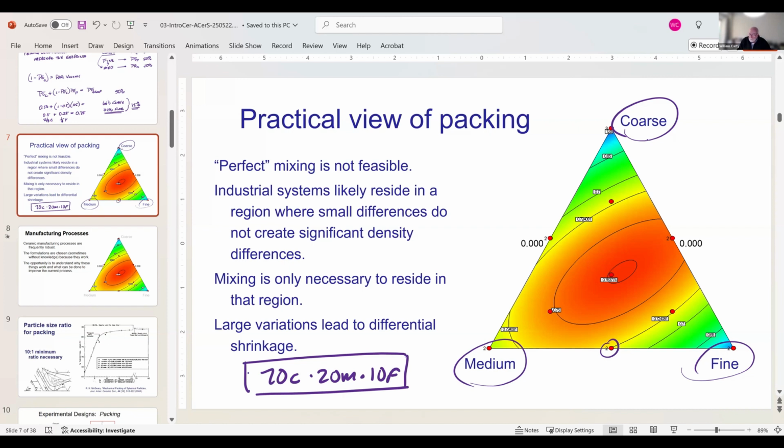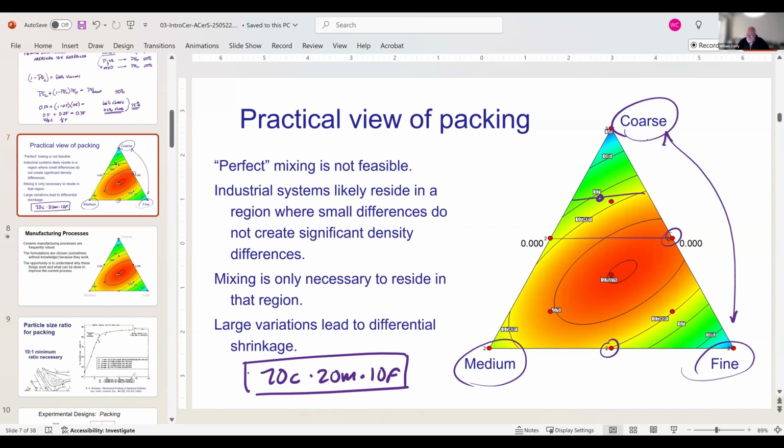So here's 50, right? 50% coarse. And so 70% coarse falls right about here. And then we're at 10% fines. So this would be my optimum packing predicted by McGeary for spherical particles. You can see from this figure that doesn't happen. In fact, I could blend just coarse and fine powders and come up with nearly the highest density that I get in the system.